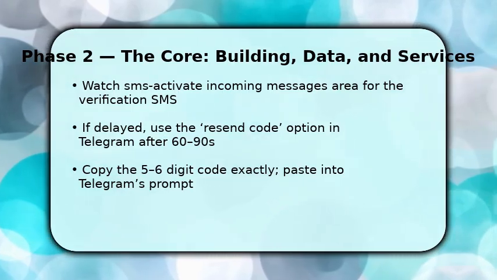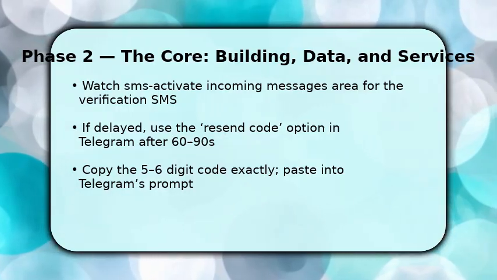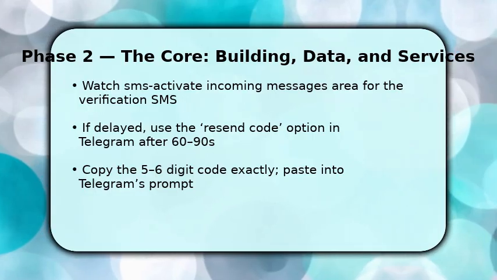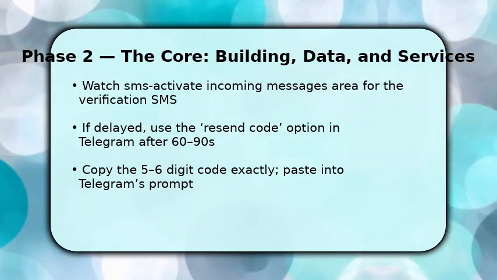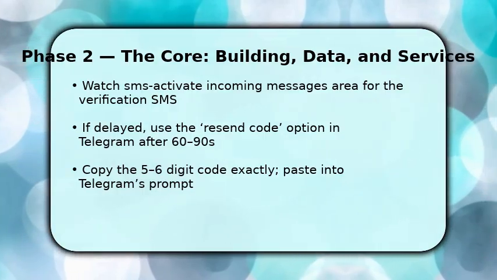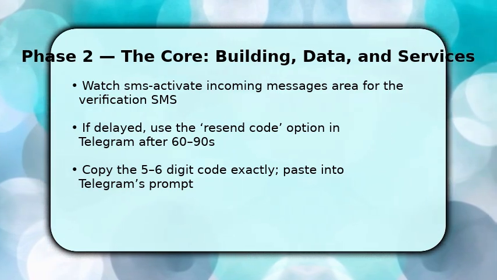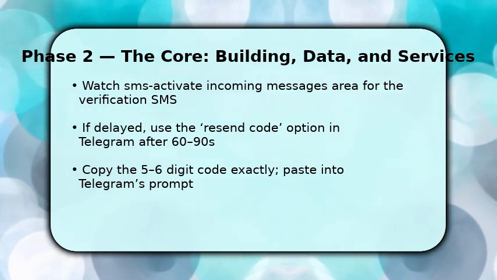If no SMS arrives, use Telegram's resend code after 1 minute. SMS Activate usually receives it on the next try. Once the message appears, copy the numeric code precisely and paste it into Telegram. If the code fails, request a new number on SMS Activate and repeat. This avoids account lockouts and keeps the process smooth.